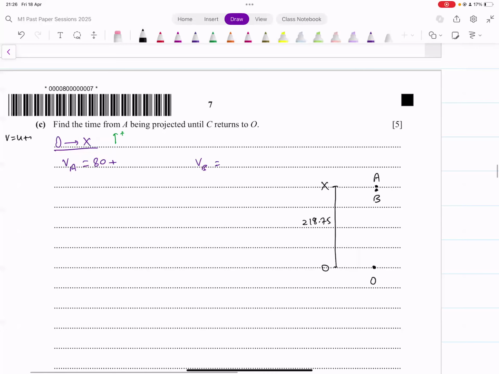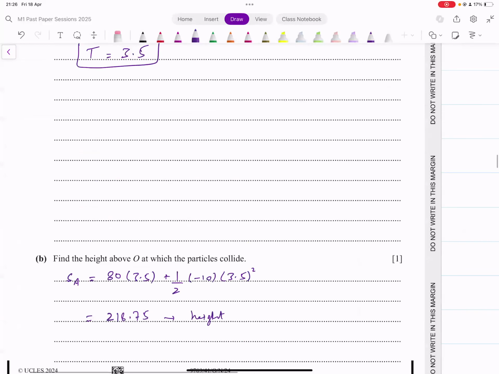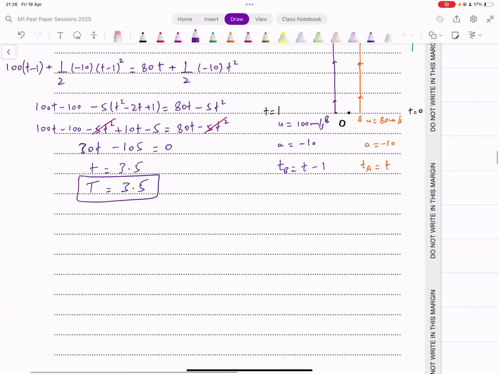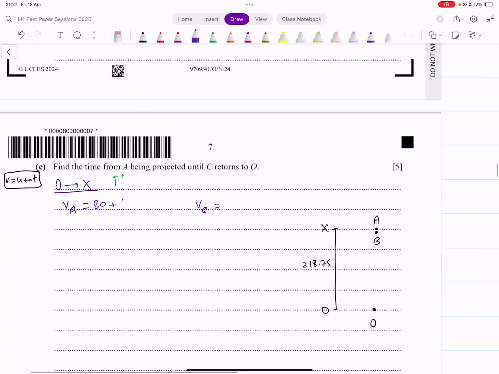V equals U plus at. For A, 80 plus A, which was minus 10, times T, which was 3.5. And that will give us the final velocities of A and B, their velocities just before collision. Let's see what they turn out to be. For B, it was 100 plus minus 10 into 3.5. From the first one, we get 45 meters per second, right?